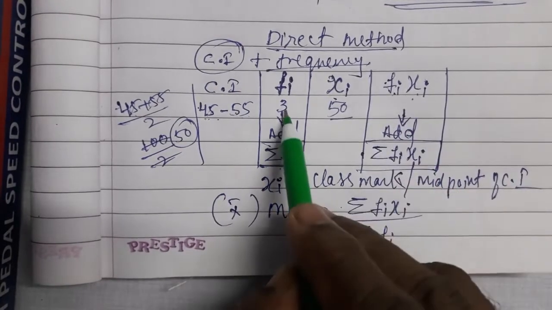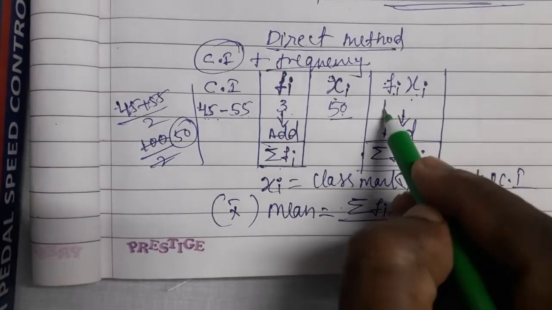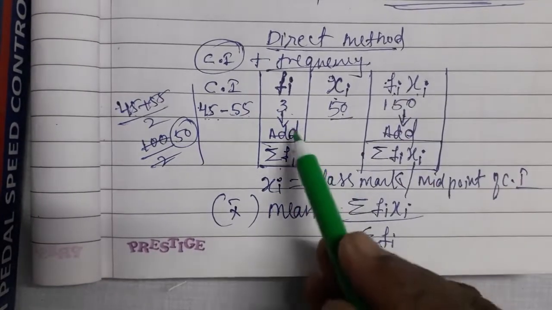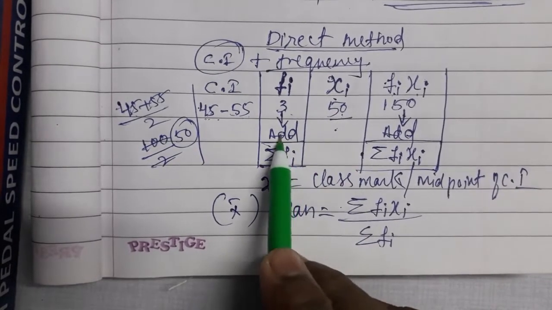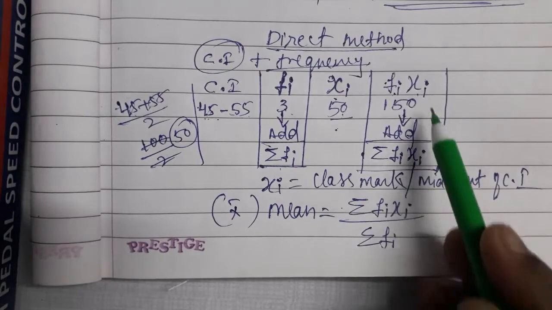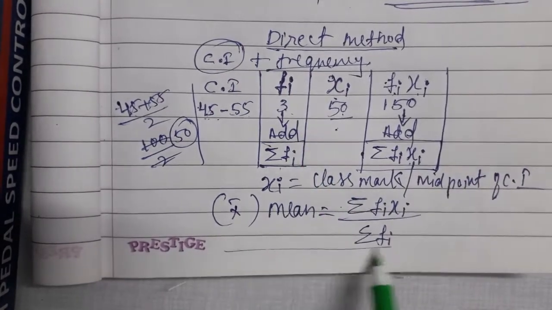Afterwards what should you do? You have to multiply frequency and midpoint. 3 5s are 15, that means 150. So like that, for the respective midpoint and frequency you have to multiply and create a column. That column you have to add, the frequency column you have to add, and then you have to find the mean.